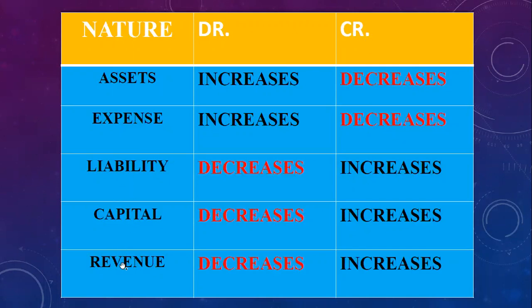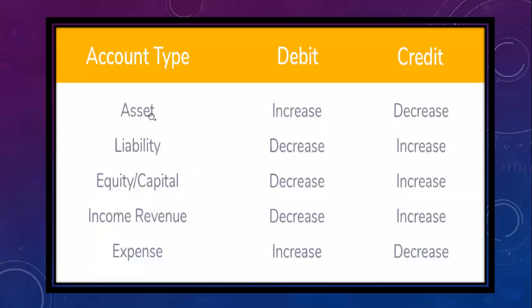Liability, capital, and revenue, when they are increasing, they are credited. Liability, capital, and revenue, when they are decreasing, they are debited. Clear? I proceed. Again, from the examination point of view, for your board paper, you have to write your rule of debit and credit in this way.